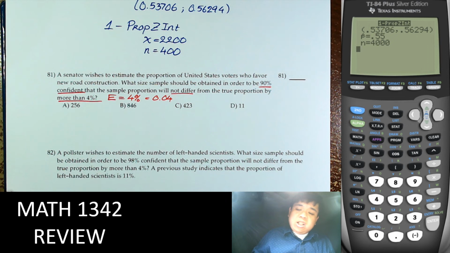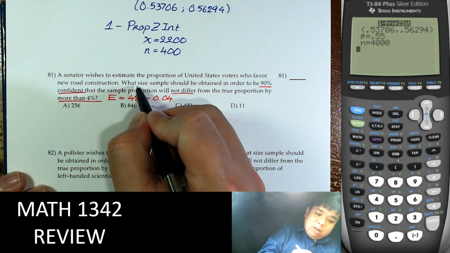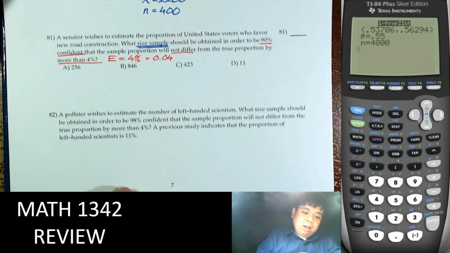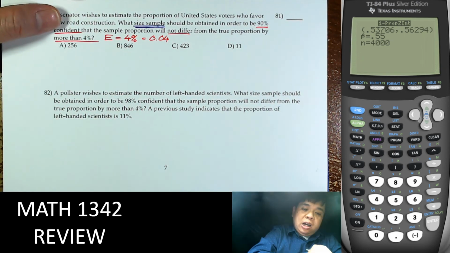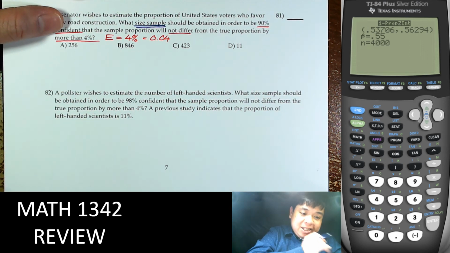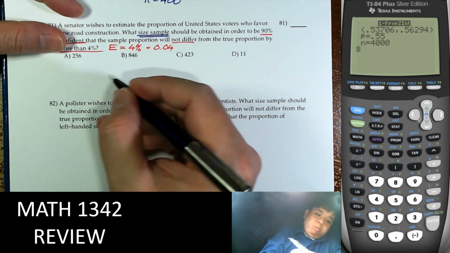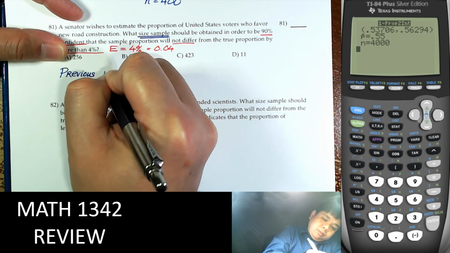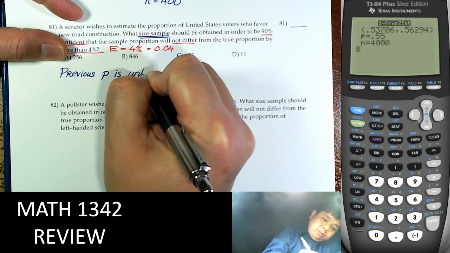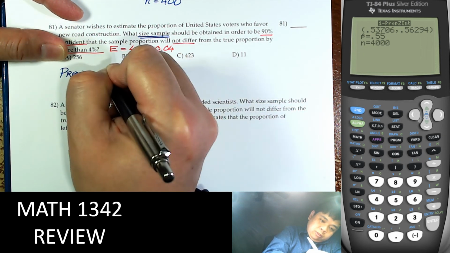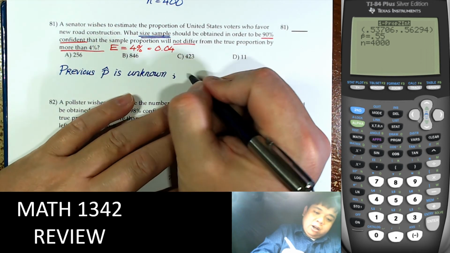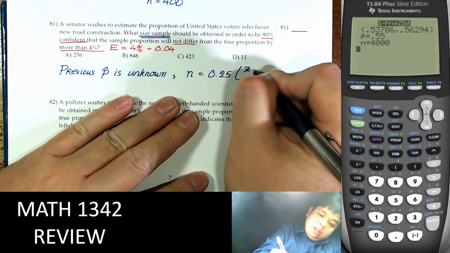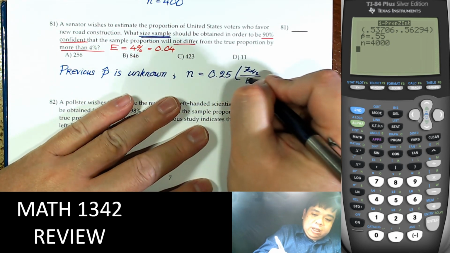The question asks for the sample size. When we ask for the sample size, there are two types of problem. One is where we know the previous proportion. In this case, we do not know. If previous p is unknown, the sample size is equal to 0.25 times z over E, squared.